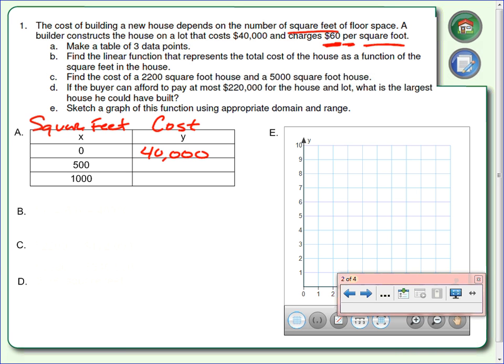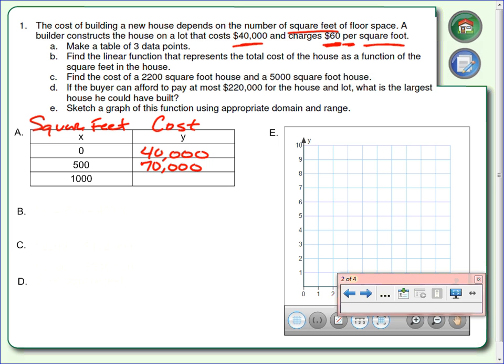However, that's not the number I'm going to put here in my table. Because 30,000 is just for the house. But remember, I'm still having to pay $40,000 for the land. So let's add those two numbers together. So the 30,000 plus the 40,000 for the land would mean that the total cost of this house is 70,000. So that's what we're going to put here, 70,000. So again, the Y values are the total cost, the land and the house put together. We're going to do this one more time.